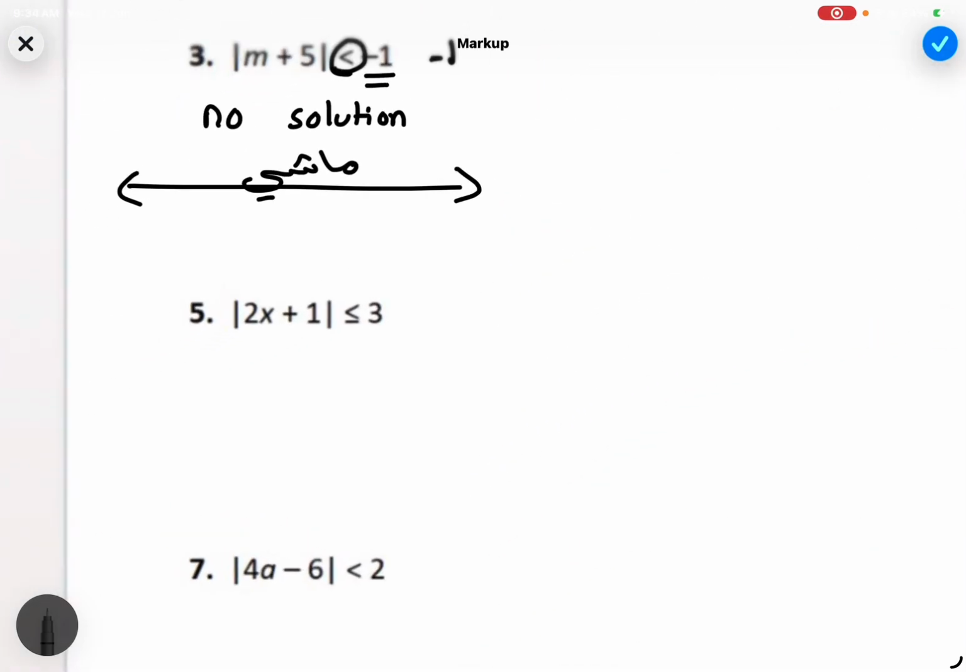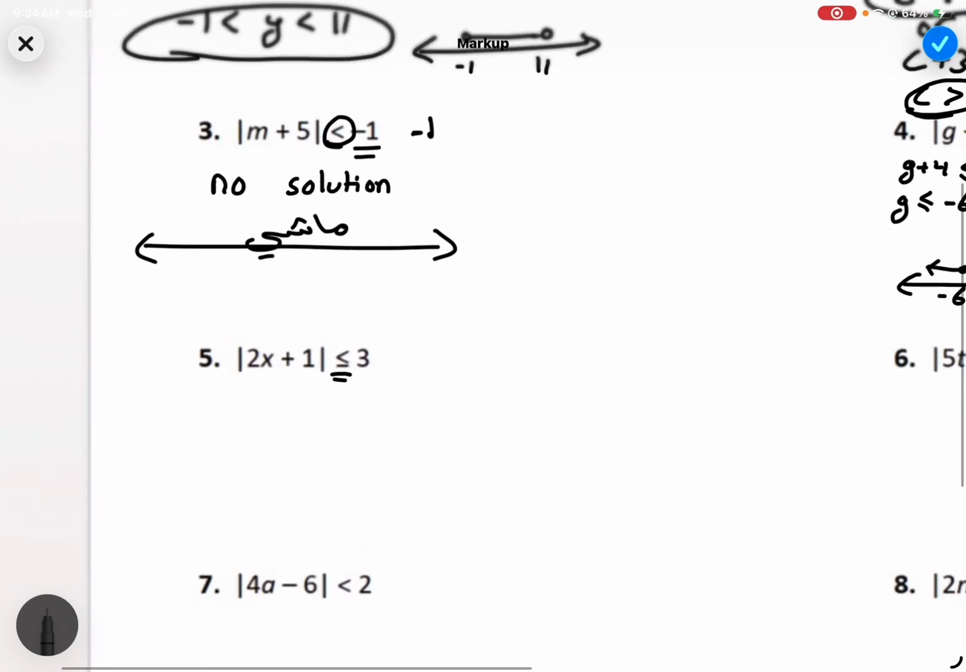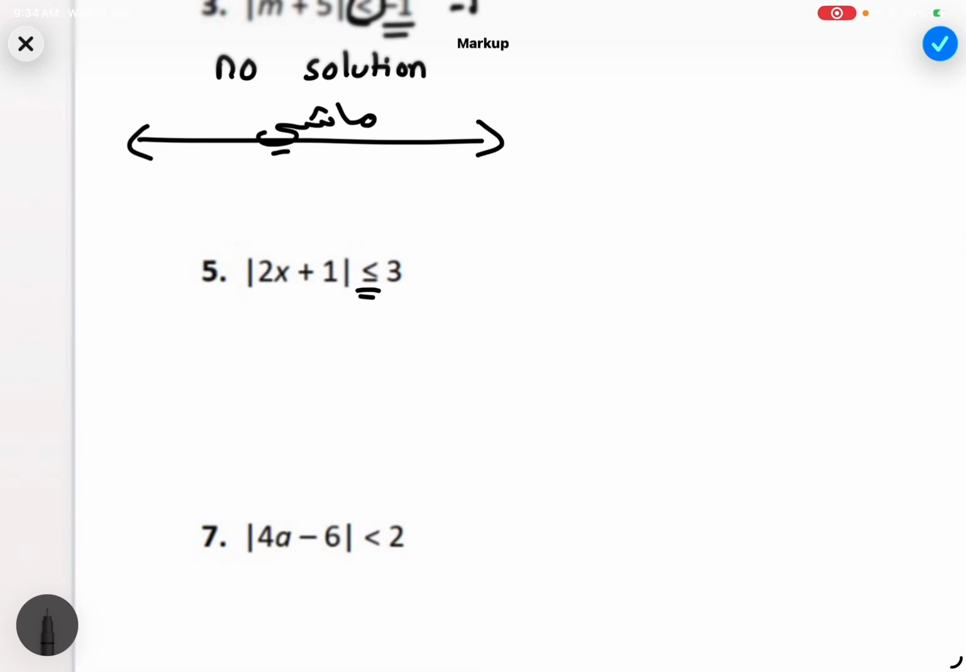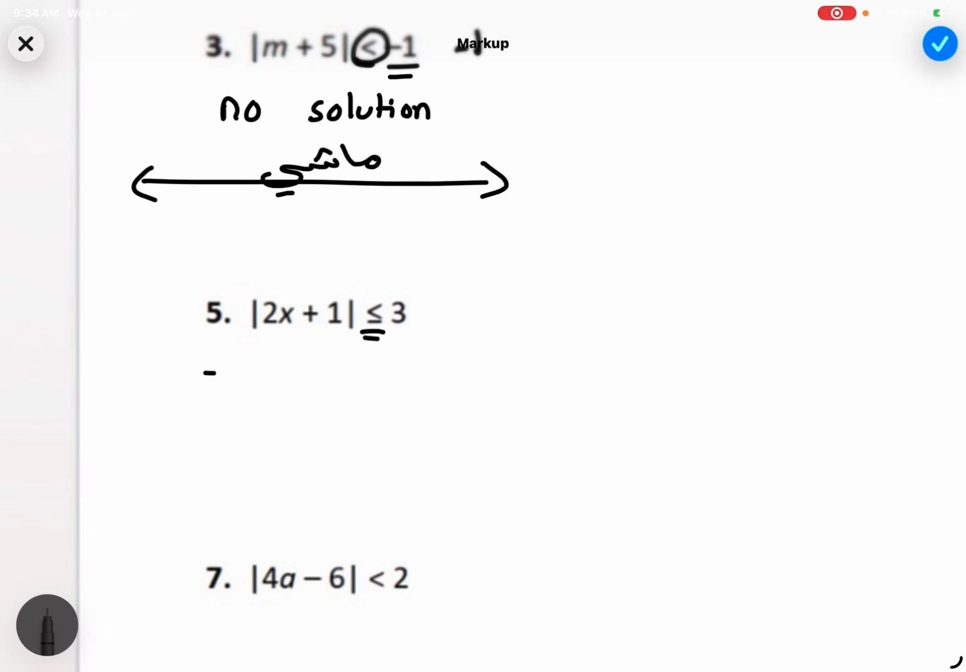Question 5. It's less than, so the answer is between, like the first one. It's between negative 3 and 3. Negative 3 is less than or equal to 2x plus 1, which is less than or equal to 3. Okay? You can do this in the simplified way I gave, but to be safe, I'll just solve it the normal way. Negative 3 is less than or equal to 2x plus 1. You take the 1 to the other side, you subtract 1. So you get negative 4 is less than or equal to 2x. And you divide by 2, you get negative 2 is less than or equal to x.